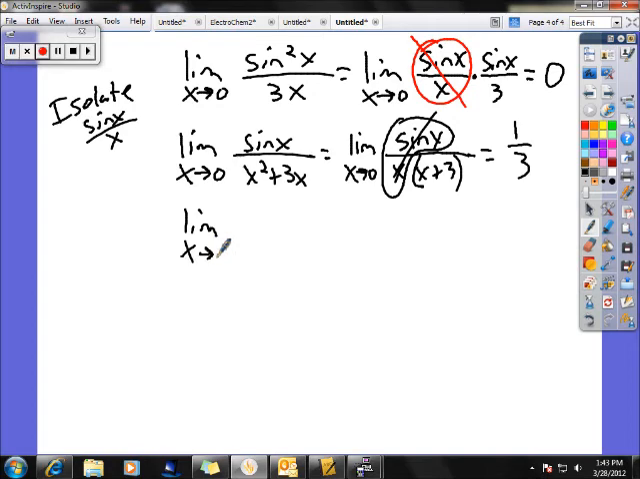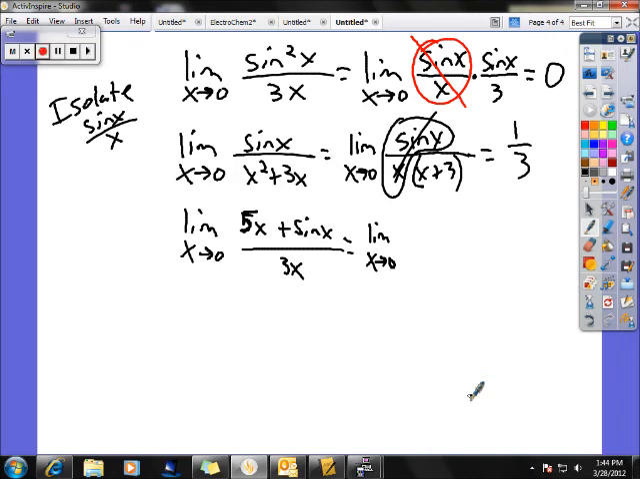Limit as x approaches 0 of 5x plus sine x over 3x. So what can we do with this? That's a 5 right there. So remember, we want to get sine x over x.